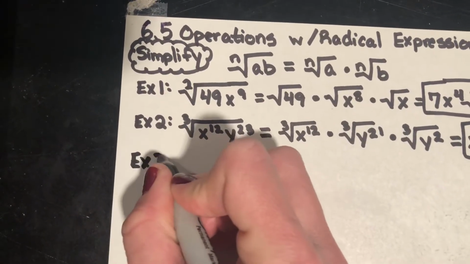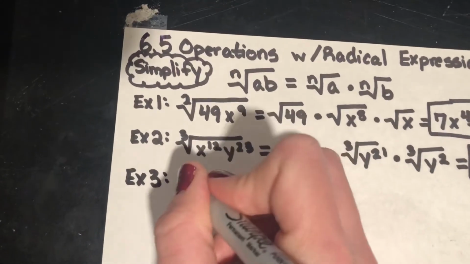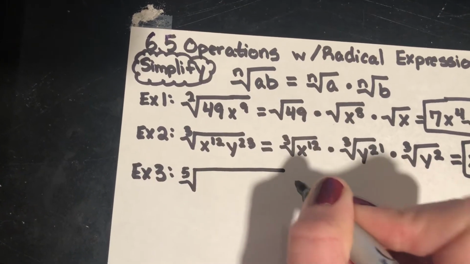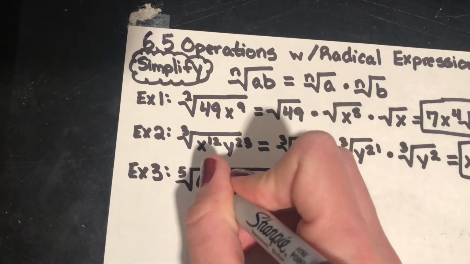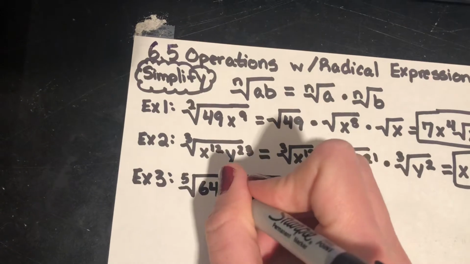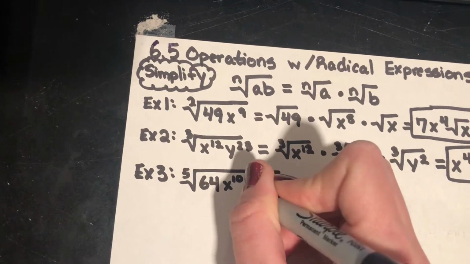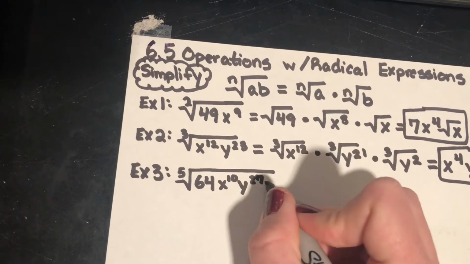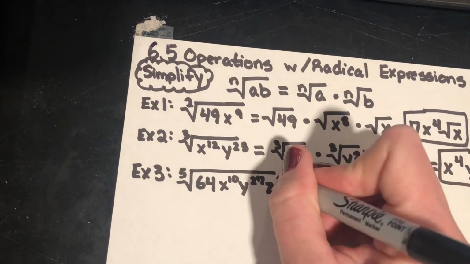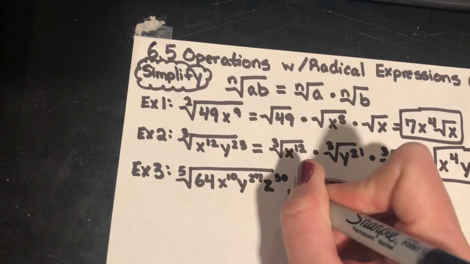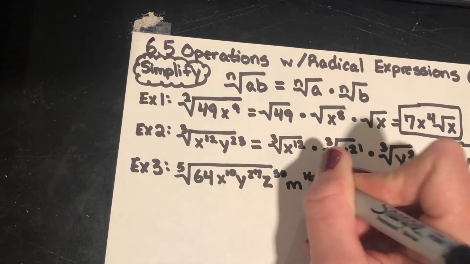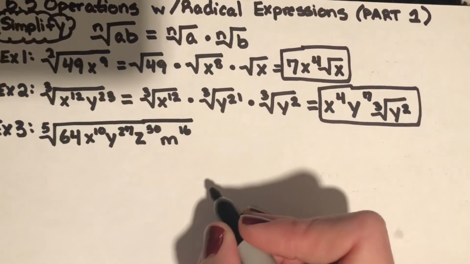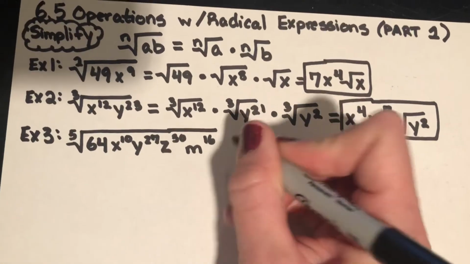In example 3, we're going to have the 5th root of, and we're going to do a long one here, 64 times x to the 10th, y to the 27th, z to the 30th, and m to the 16th. Extend that radical sign there. Okay, let's break this apart.